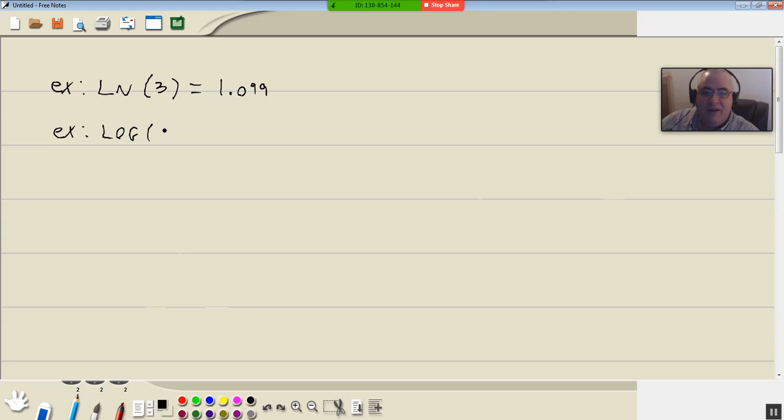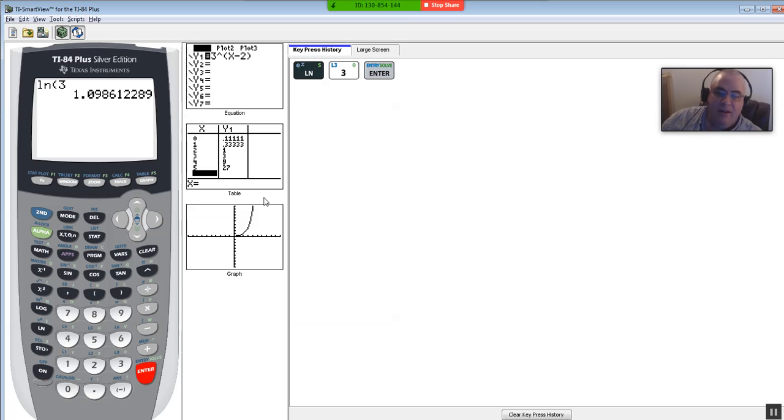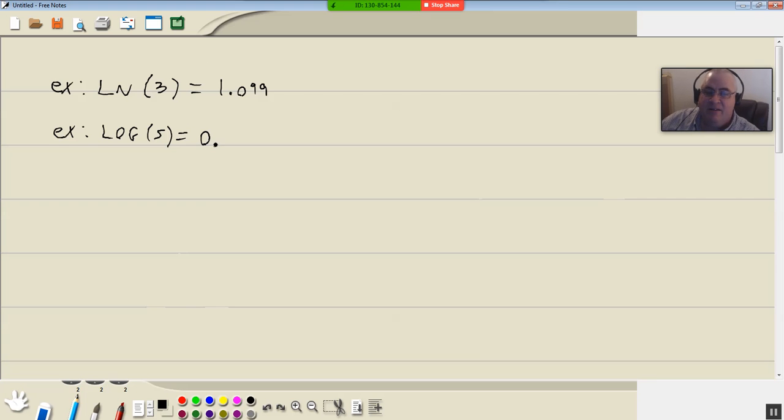Let's say I had log of 5. We have a log button. Log is base 10, and I put 5 in, and then press enter. And that gives us 0.699. So no problem there. The problem is where you actually have a base, like you have 3 there.